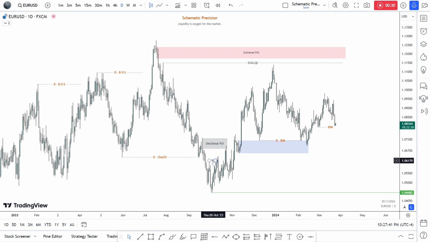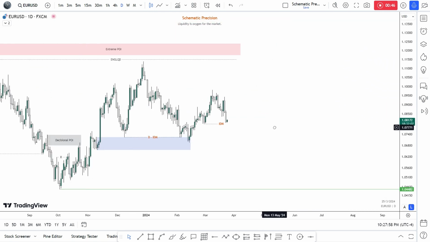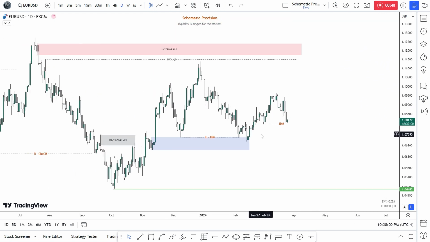Price took the inducement right here, failing the decisional POI. And next what we have is this engineered liquidity at the extreme, and this extreme POI where we have to look for sell opportunities. But before that, from the last few weeks, what has been happening, this has been our daily inducement which price took and moved higher, giving us a change in structure right here.